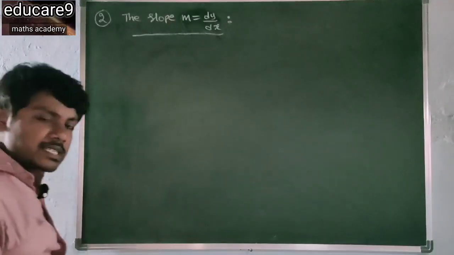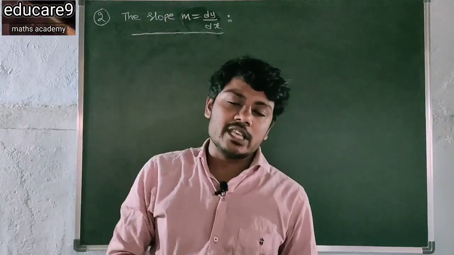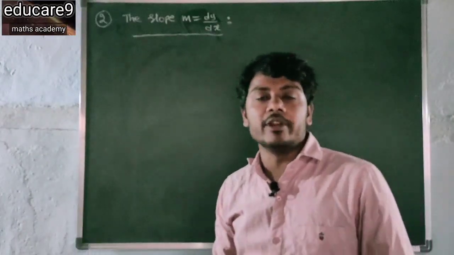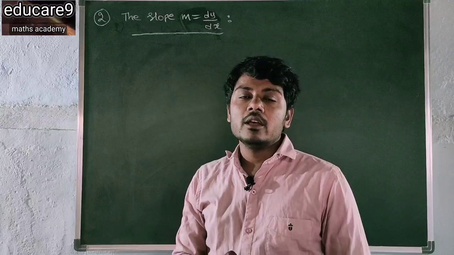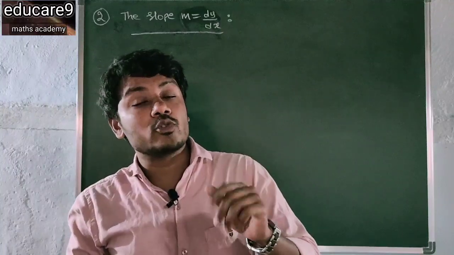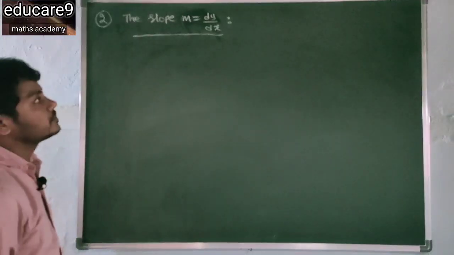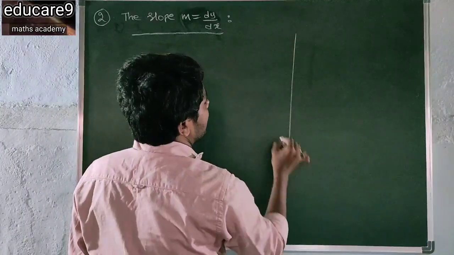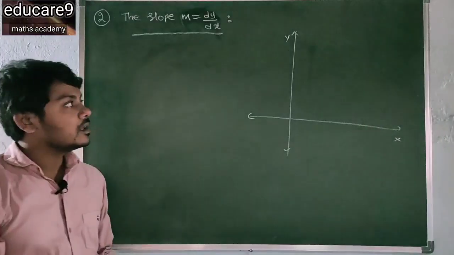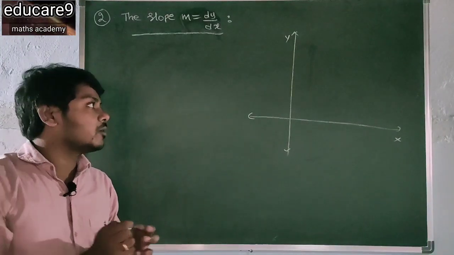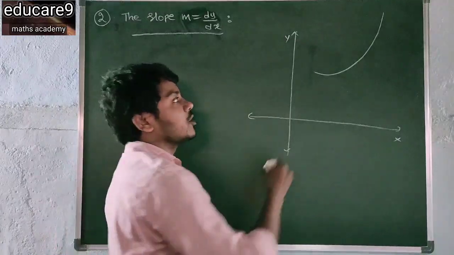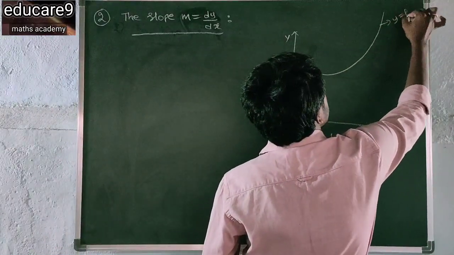So next, the second one: if any curve is given, in that case the slope is denoted by the first derivative of the given function. Okay, so let f of x be any function, then f dash x is called the slope. So why? See here, consider the coordinate axis. So let f of x be any curve. Suppose this is any curve, y is equal to f of x.